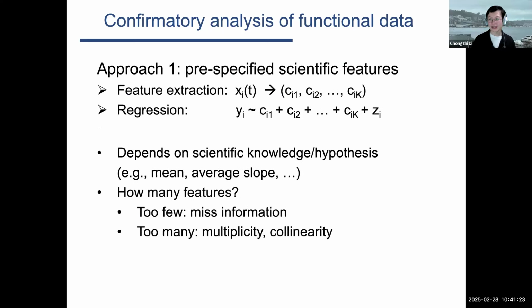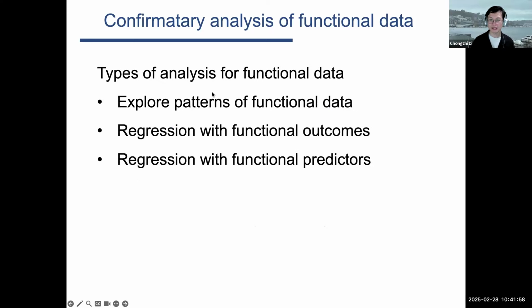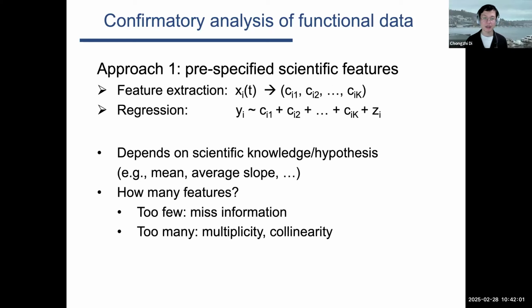So I'll outline 3 different approaches, and again, the focus is more on the concept and the idea, not necessarily the technical details or implementation. The first approach is what I call pre-specified scientific features. All these approaches generally have 2 steps. One step is feature extraction: what type of feature do we want to extract? And the second is how do we use those features in the regression analysis?